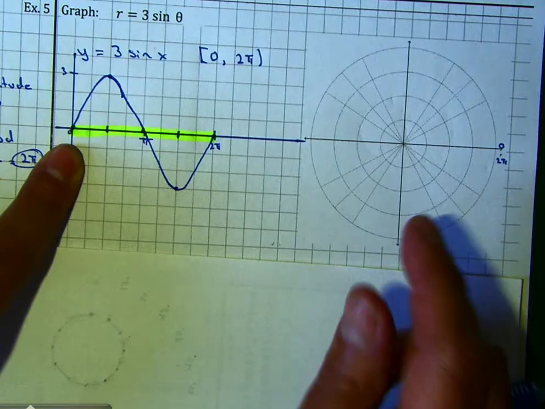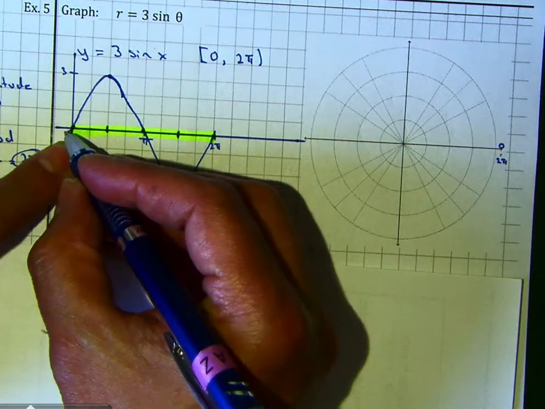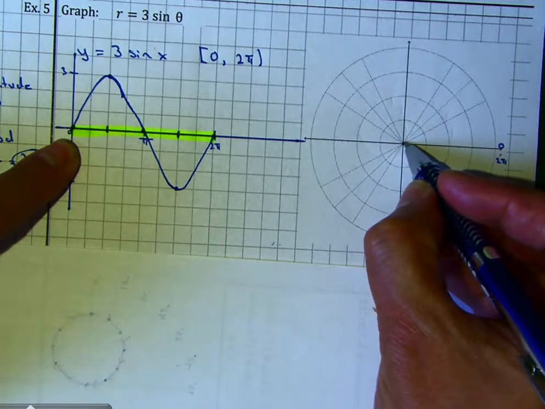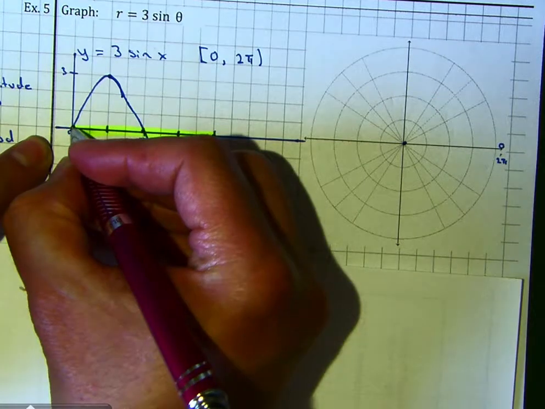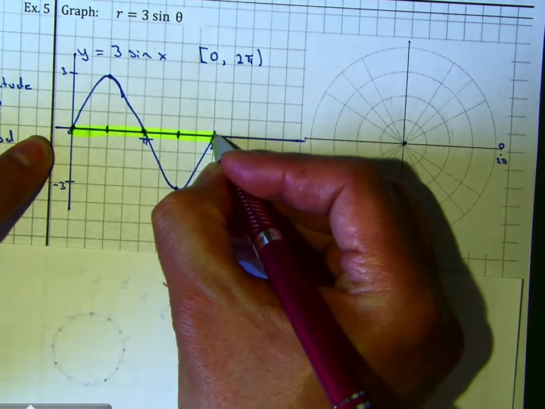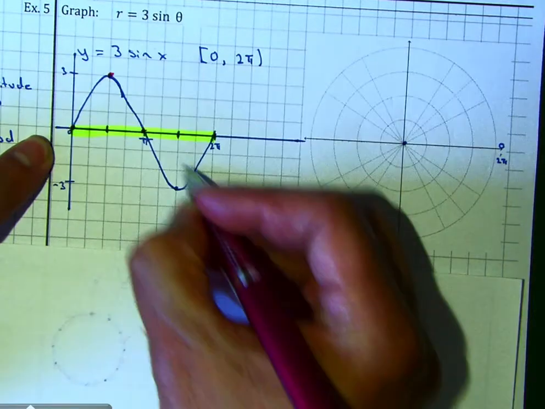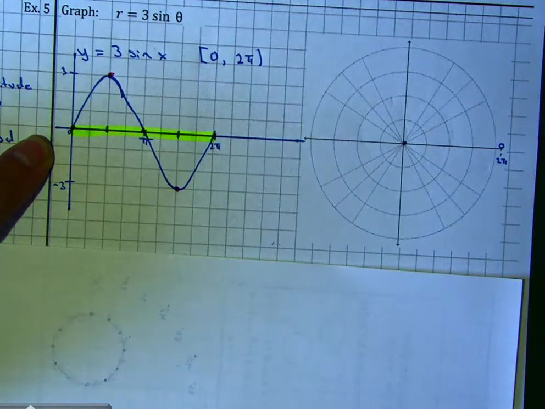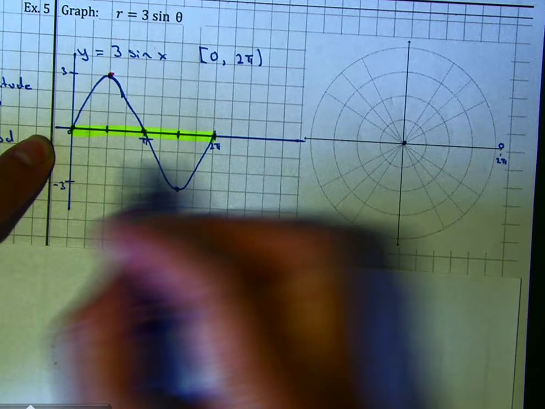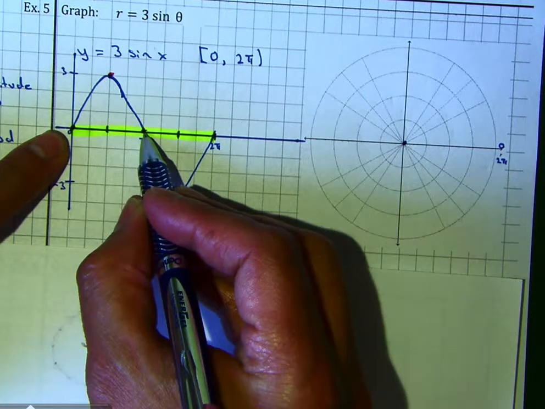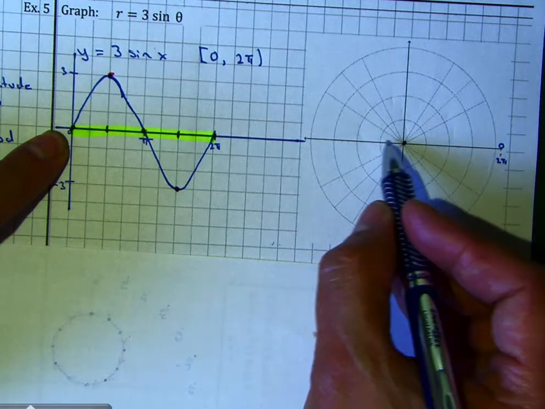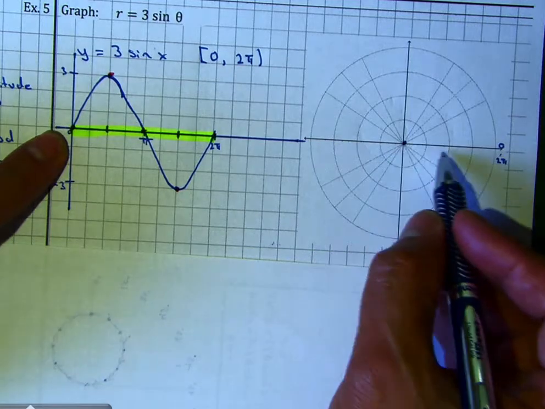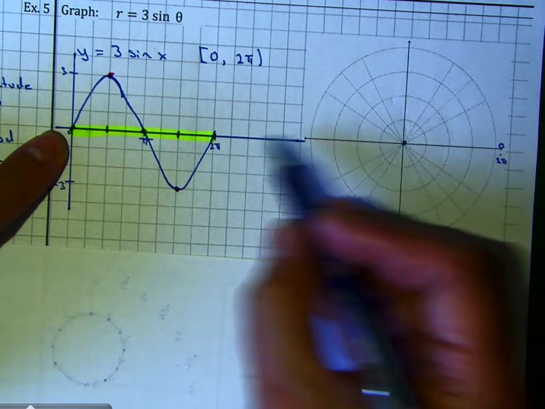So therefore, at 0, radians is 0. So we're going to locate your main points, 0, 0, 0, your maximum and your minimum. At 0, 0, so I have this point here. From 0 all the way to pi, you'll be positive. So from 0 all the way to pi will be positive. That means that your curve will be on this part of the graph. You're not going to go to the opposite side.